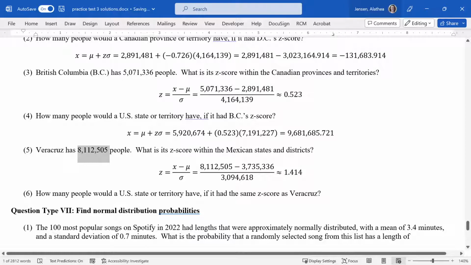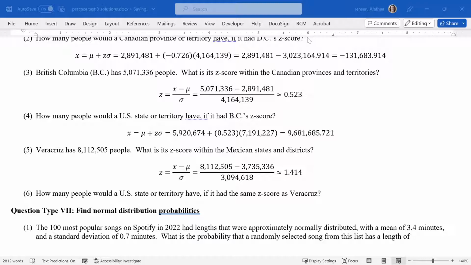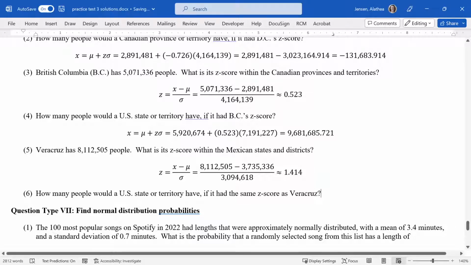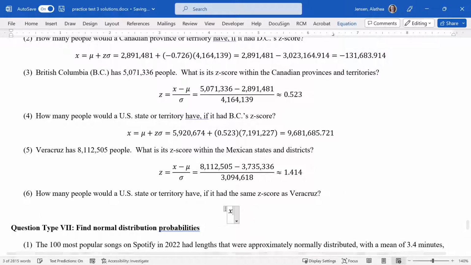Veracruz is above the mean, so it should at least be positive. So that makes sense. Last question in this section, how many people would a US state or territory have if it had the same z-score as Veracruz? So once again, we're being asked for the data value, not the z-score. So we need this formula for converting a z-score back into a data value.